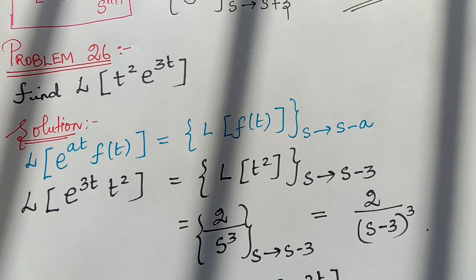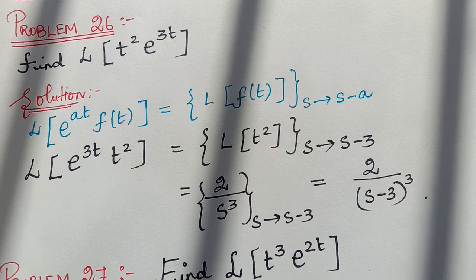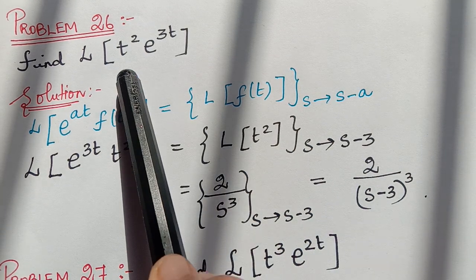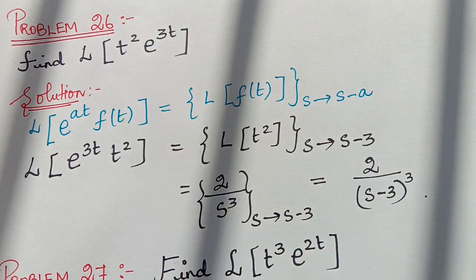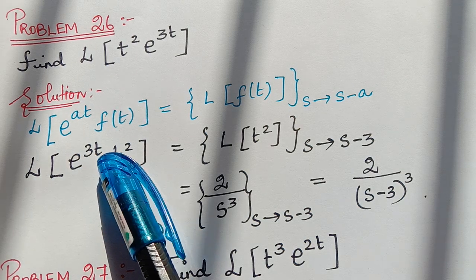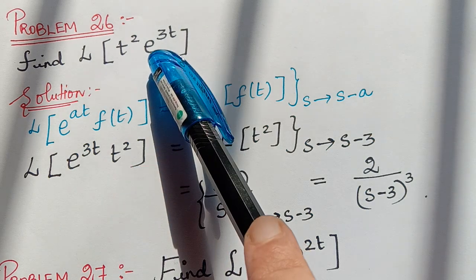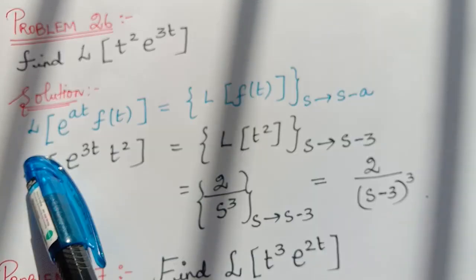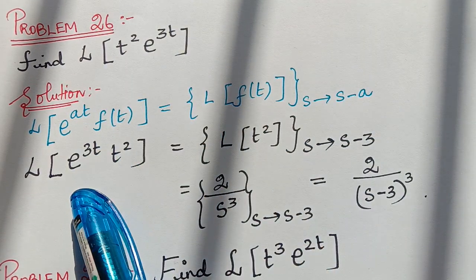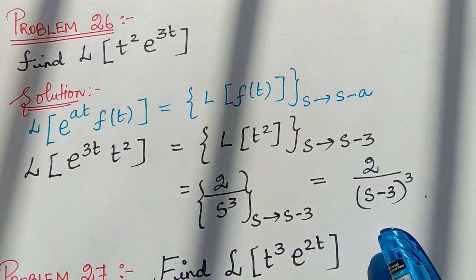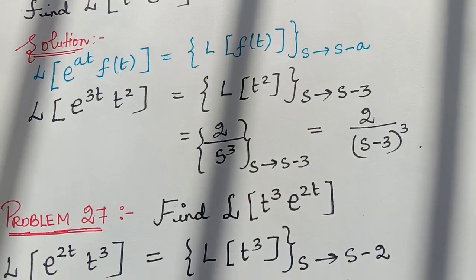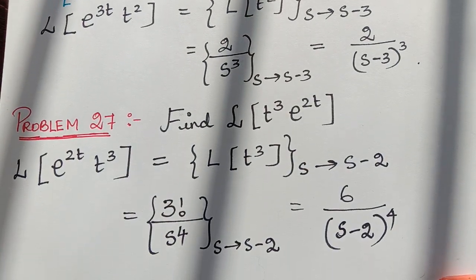And now we have problem 26, which is find Laplace transform of t square e to the power 3t. So we know that we have to use the first shifting theorem. So we are using it over here. And because we have e to the power 3t, we are using e to the power minus 3t form in the first shifting theorem. And the answer is 2 by s minus 3 the whole cube. In a similar way, we have problem number 27, which I have already solved for you.